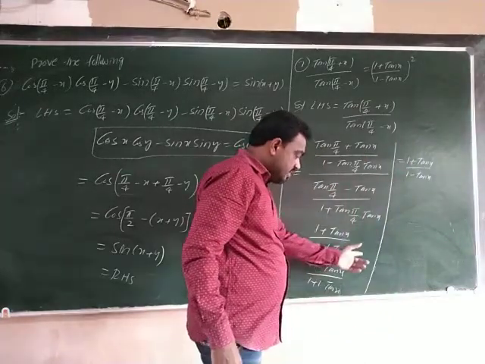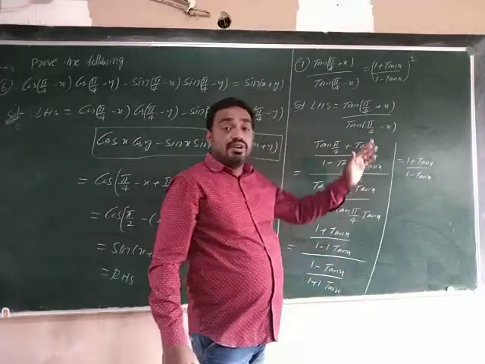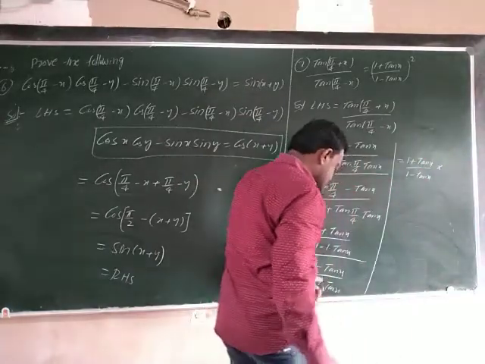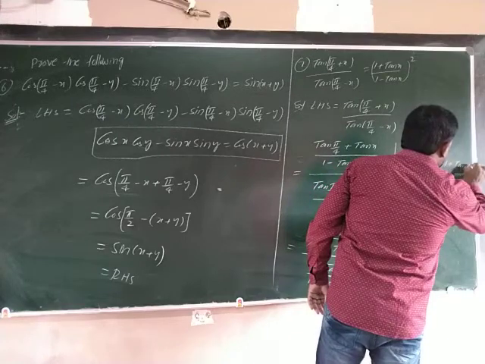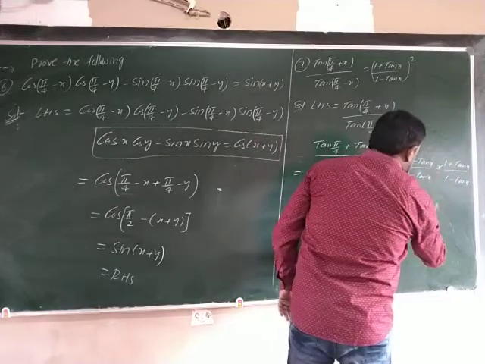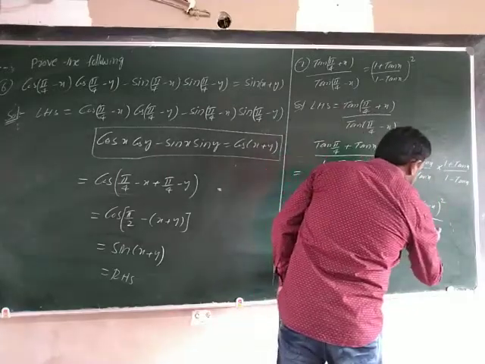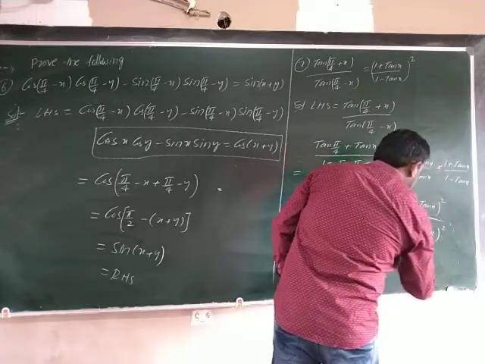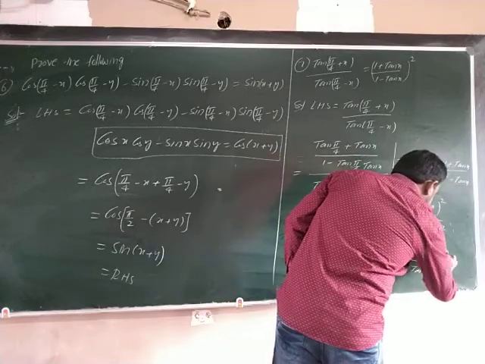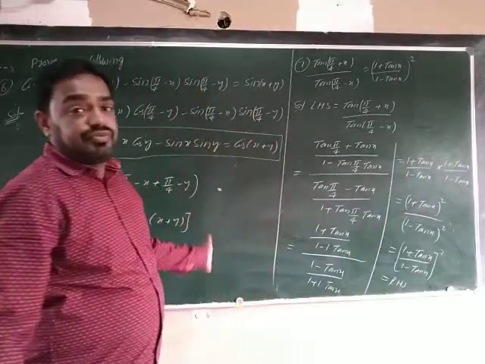This one, if it is in the denominator, we take the reciprocal. A by b divided by c by d is equal to a by b into d by c. In the same way, this is equal to 1 plus tan x by 1 minus tan x times 1 plus tan x by 1 minus tan x. This is 1 plus tan x whole square in the numerator, and 1 minus tan x into 1 minus tan x, 1 minus tan x whole square, in the denominator. This is equal to 1 plus tan x by 1 minus tan x whole square. This is our RHS. Understood?